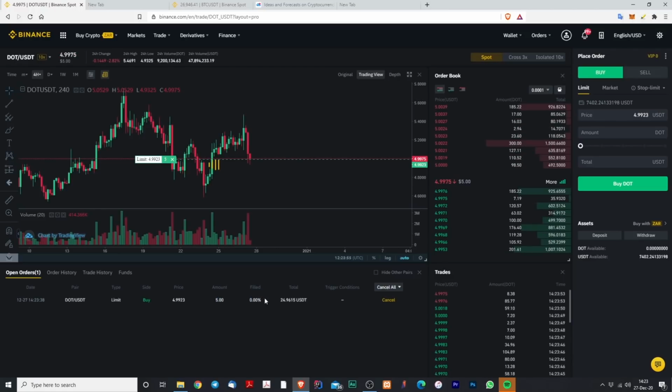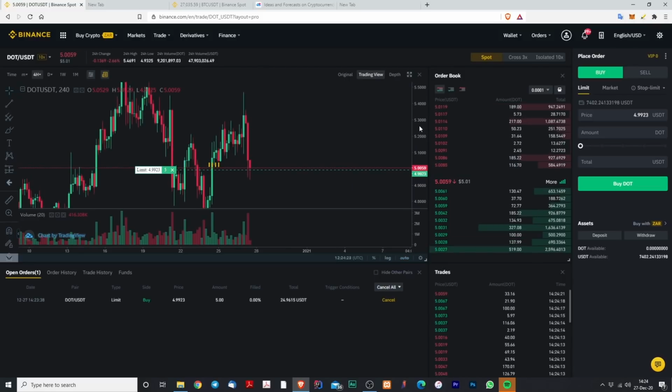This simply means that we haven't bought anything, because it buys slowly for as much as the volume, the liquidity, is available. So if someone is willing to sell us at the price that we want, the order will automatically fill itself slowly. So you can see we have put an order of 4.9923, but the price of DOT right now has gone up to $5 already. So it means that our trade won't go through. It will wait until the market has corrected a little bit for you to buy.